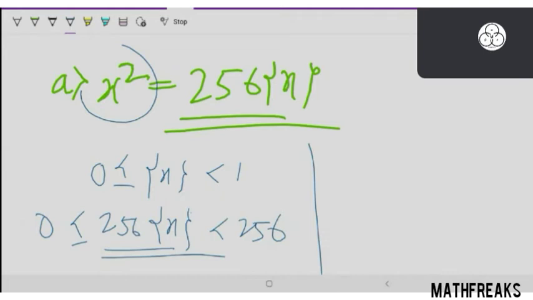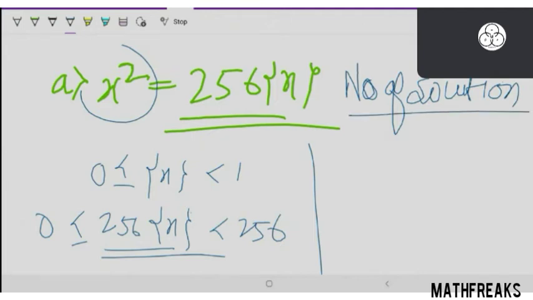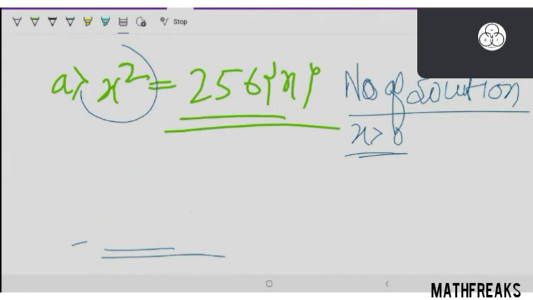Here you have to find the number of solutions, because finding the solution itself is near about impossible. Here also you need to find the number of solutions, given the condition x greater than 0. Okay, the question was incomplete, and I have given you the major hint for those who couldn't do the question.